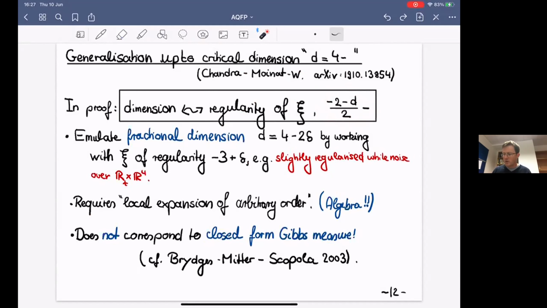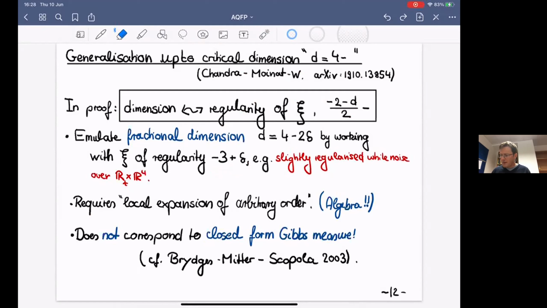By working with a noise term which has regularity just a little bit better than -3, which would correspond to the 4-dimensional situation. This could in practice be implemented, for example, by just taking a real 4-dimensional space-time white noise and making it a little bit nicer by applying a small regularization, say some small negative power of the Laplacian to it. And then this makes the analysis much harder. It requires local expansions of arbitrary order. And we were kind of happy that our method is stable enough to hold for that case.